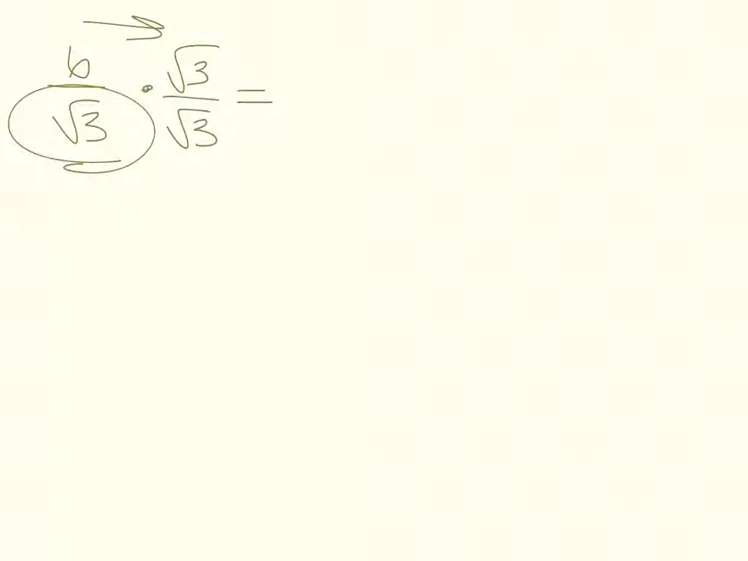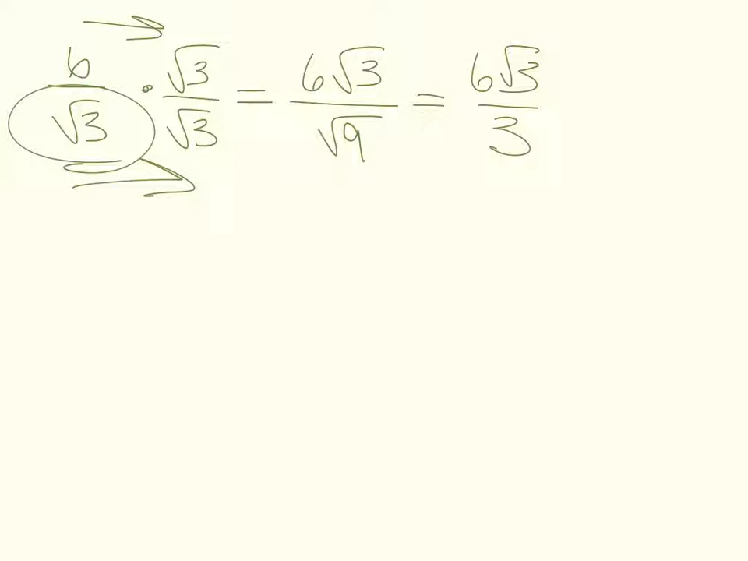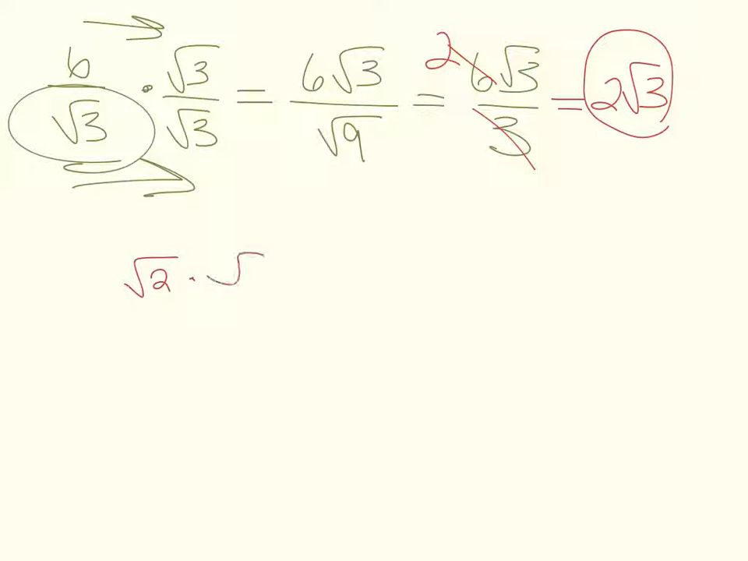Let's try another one. 6 over the square root of 3. We take what's down here, and that's what we multiply. Square root of 3 times the square root of 3. Multiply across. I get 6 square roots of 3 over the square root of 9, which is 6 square roots of 3 over 3. Go ahead and simplify. 2 square roots of 3. Cool. What I want you to start doing is remembering things like square root of 2 times the square root of 2. That's really messy.